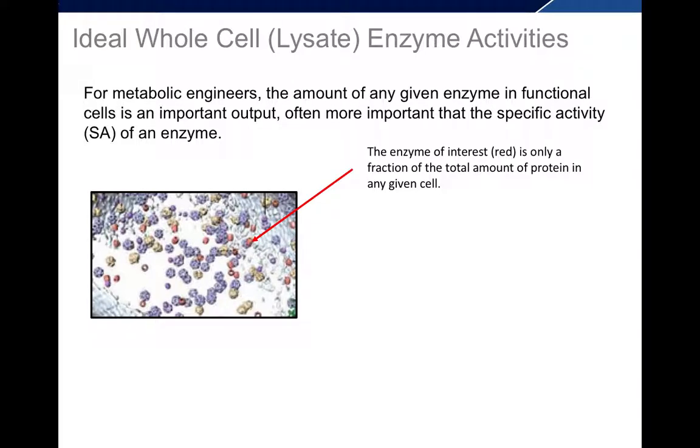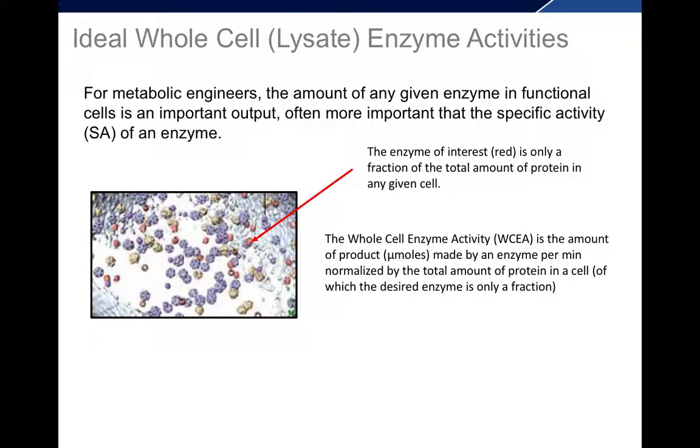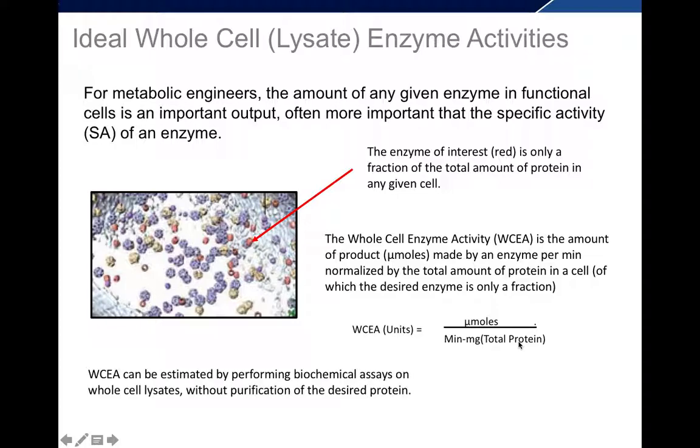So for example, we would have a mixture of all the enzymes in our cell. This red enzyme may be the one that's making our product of interest, right? But it's only a fraction of the total amount of protein. So the whole cell enzyme activity would be defined as the amount of product being made divided by the total amount of protein. So it's how good the cell lysate is, right? Or how good the cell is at making the product. So it's the micromoles of product made per minute per milligram of total protein. And it can be estimated by performing biochemical assays on whole cell lysates without purifying the desired protein.